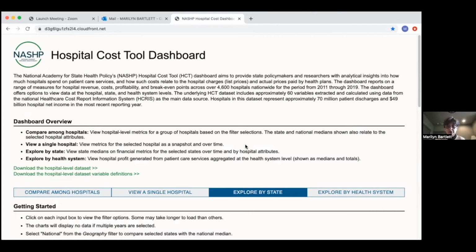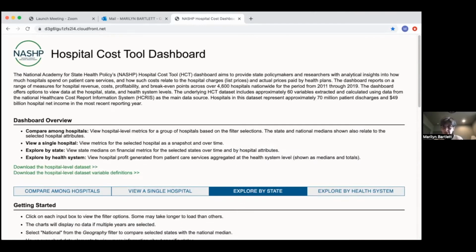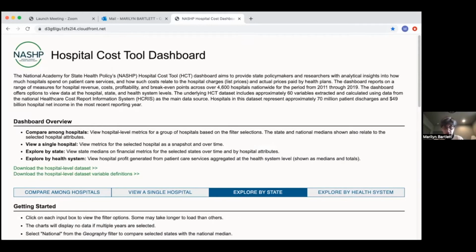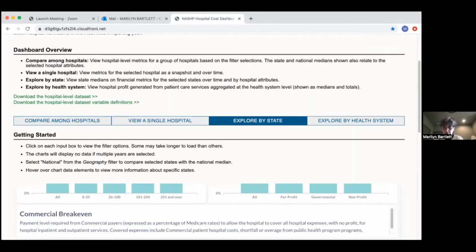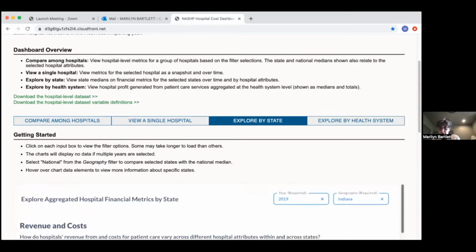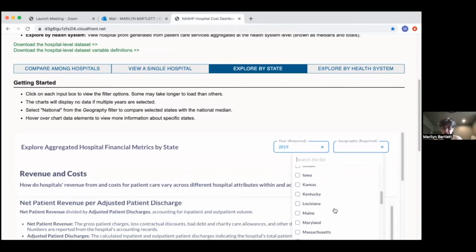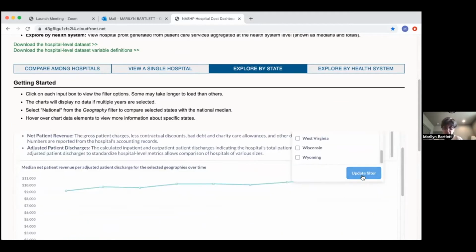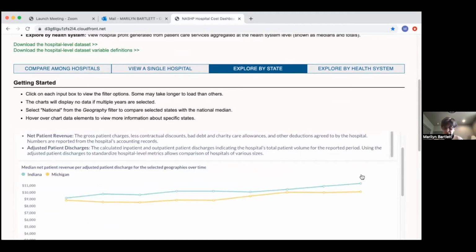Now I'm going to switch a little bit. I'm going to go back up to the top. I'm still learning to maneuver this. I'm going to go back up to the top, and I want to compare Indiana to Michigan because there's been a lot of looking at those two states. And I want to see how this data lines up with what other studies have seen. So you pick the 2 states and you update the filter.